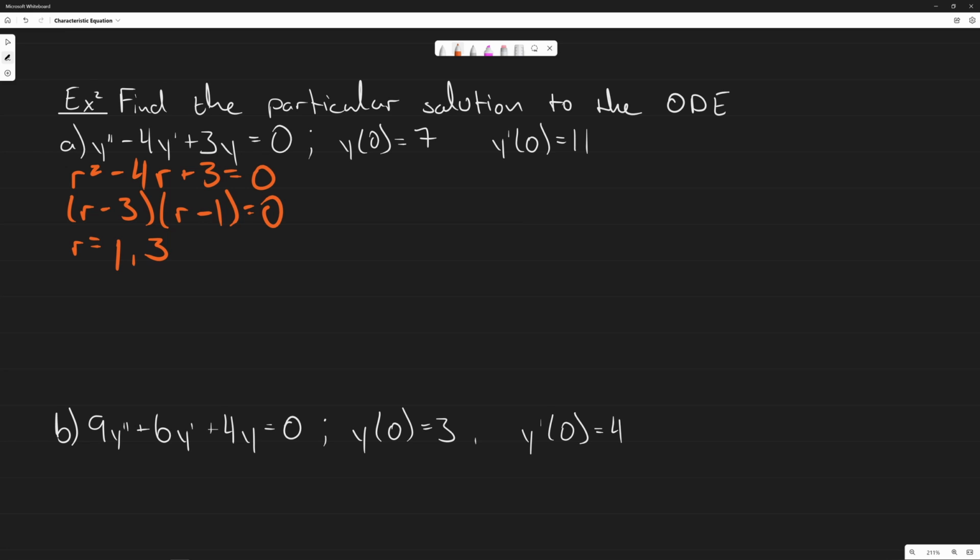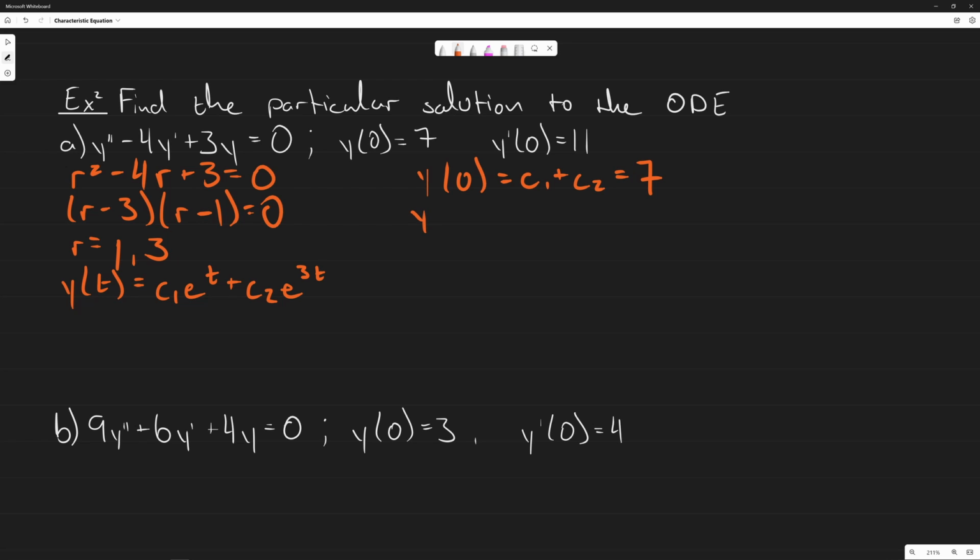So our solution will be y of t equals c1 e to the t plus c2 e to the 3t. And this is now the part where our particular solution comes in. Like I said, it's pretty much plug and chug. When t is equal to 0, e to the t and e to the 3t would be 1, so that would just be c1 plus c2 is equal to 7.